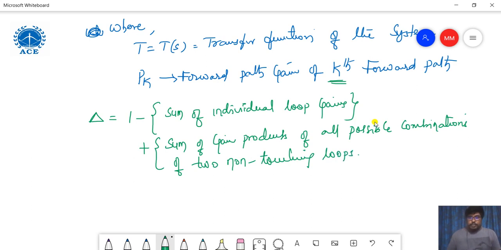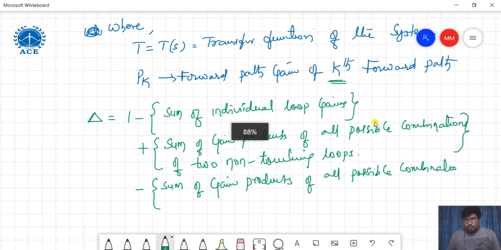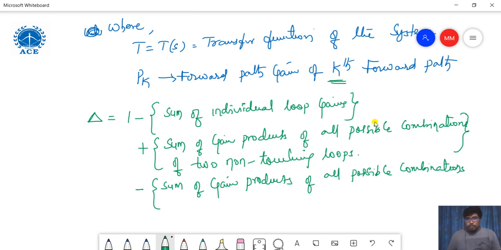So 1 minus the sum of individual loop gains first of all, then plus the sum of gain products of all possible combinations of two non-touching loops, then alternately minus, the sum of gain products of all possible combinations, you need to check all possible combinations, of three non-touching loops.